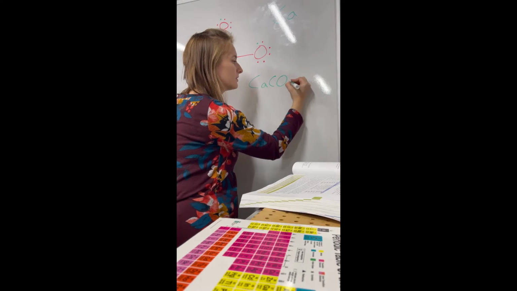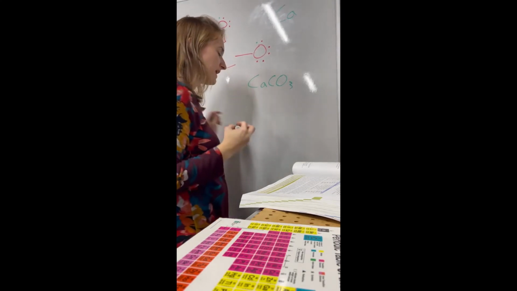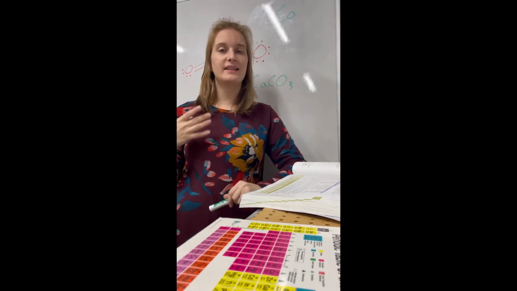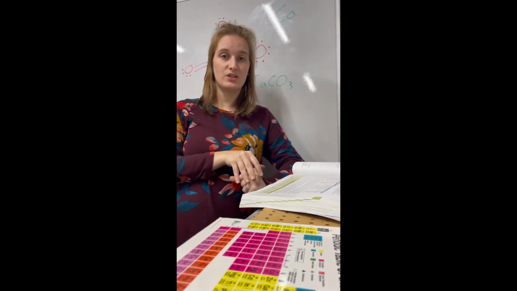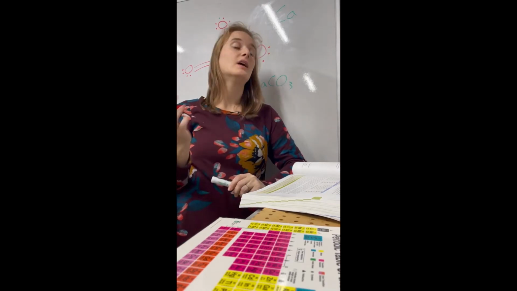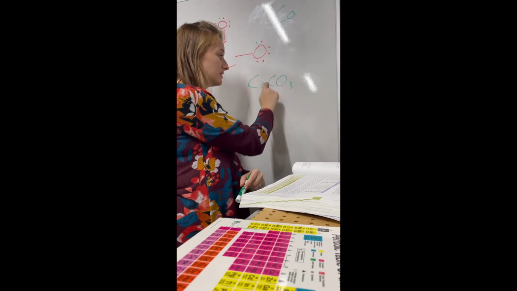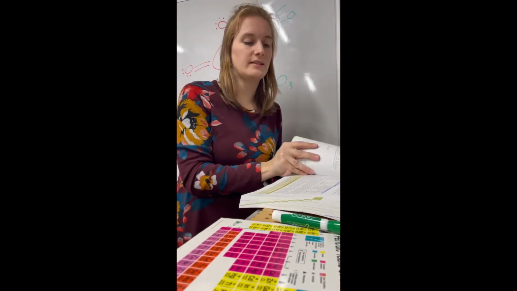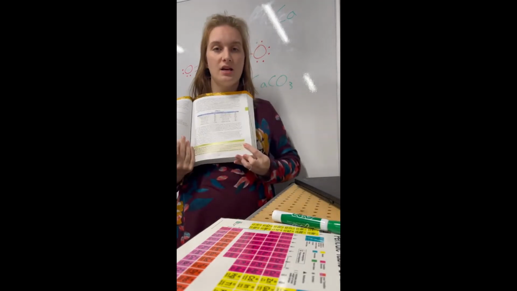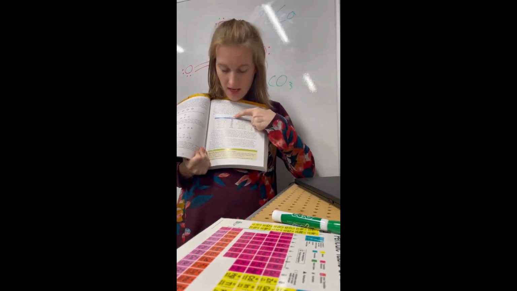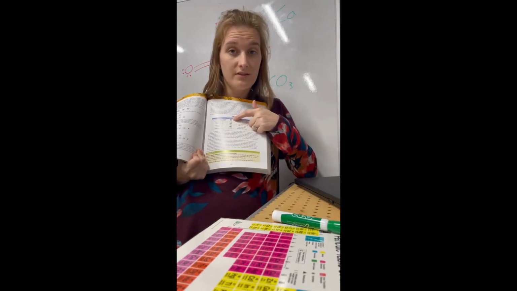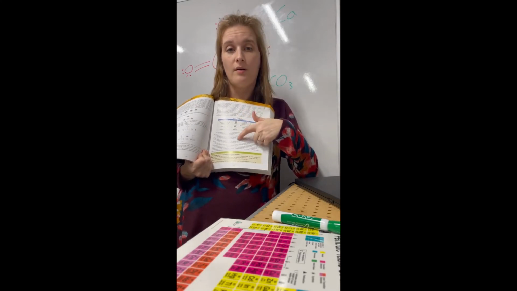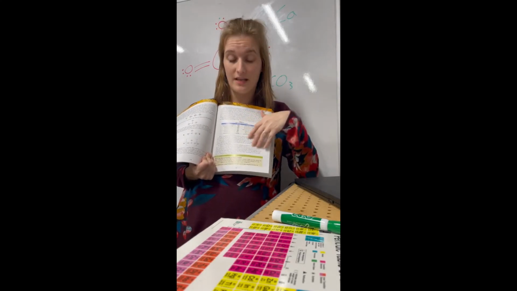Calcium carbonate. You add the ate or the ite onto the name if you're talking about the compound. Calcium carbonate. In your book, it has a whole list of polyatomic ions and what their names are. And it even shows you what charges they have if they have their octet satisfied.